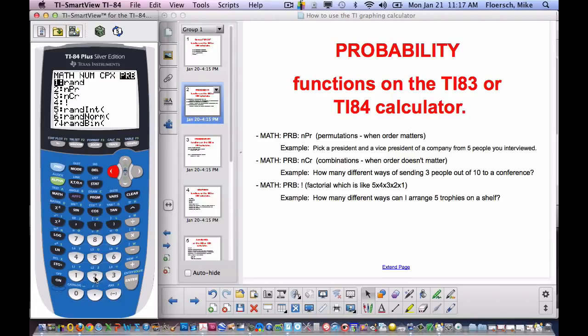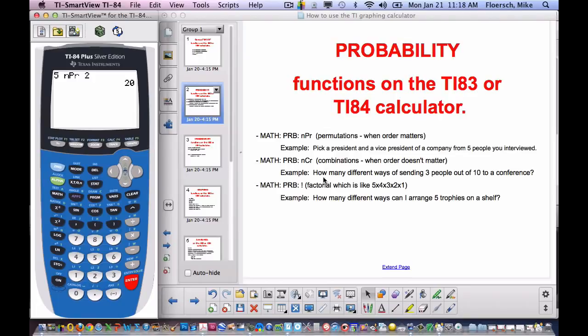We'll hit number 2. And I want to choose 2. That means there are 20 different combinations of choosing 2 people for my president and my vice president of my company.